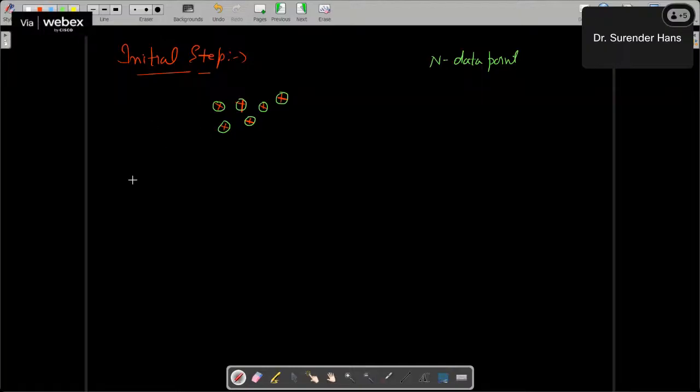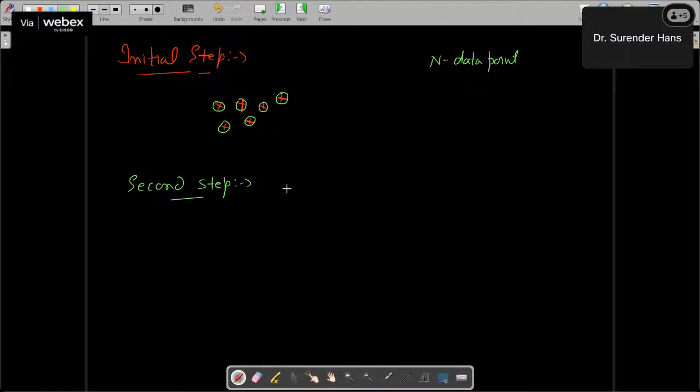Now the second step. The algorithm merges the two data points based on distance. Whichever data points have the minimum distance, the algorithm merges those two clusters, and it goes on until all the clusters are merged into one big cluster that contains all the data points.